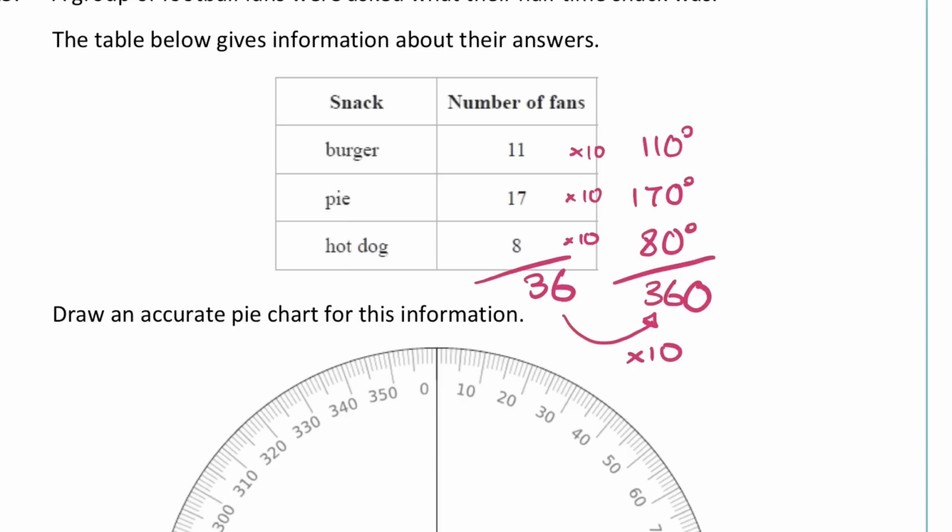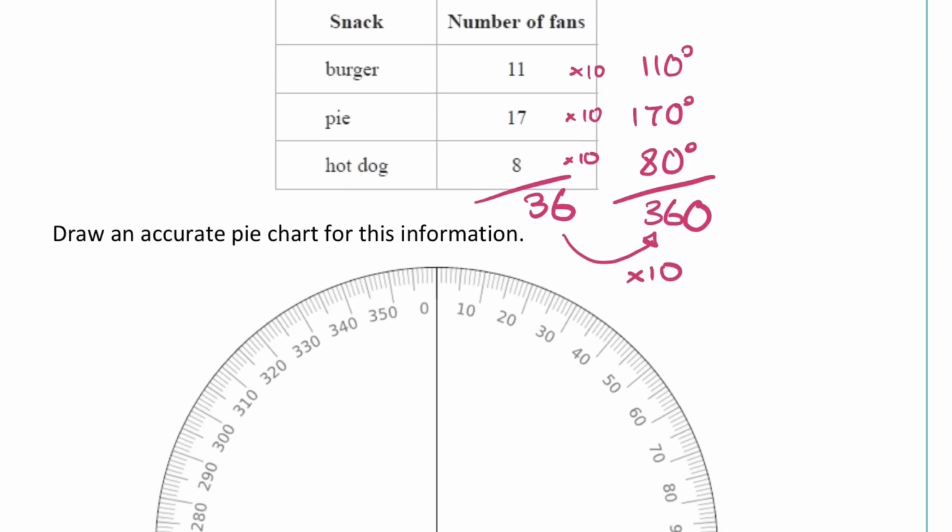But showing that bit of working out there is really important. Now remember, they could have added up to a different number. They could have added up to, say, 180. If they added up to 180, you times them all by 2. So whatever it takes to get them to 360, that's what we have to multiply by.